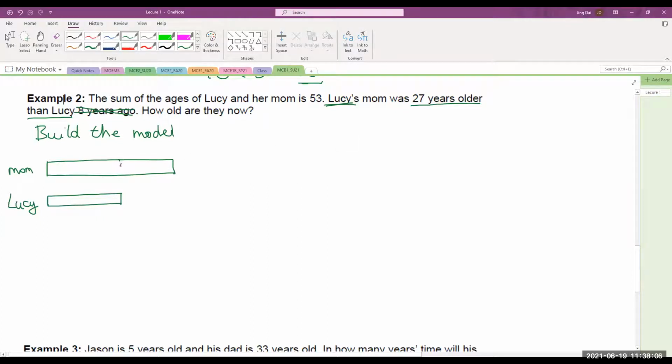So we're going to cut this off here, and we're going to give mom the same bar. So this is the same bar, okay? Just pretend this is exactly the same bar as Lucy's bar. So what is the extra bar here? That's the 27 years, okay?